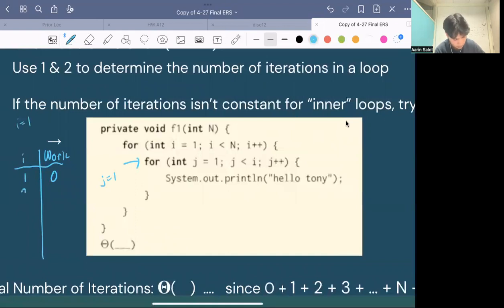When i is equal to 2, j will also start off at 1, and then j will print out hello Tony, and then we're going to increment j to be 2. So we're going to have one print statement being executed in this loop. Therefore, we're going to be doing 1 work.